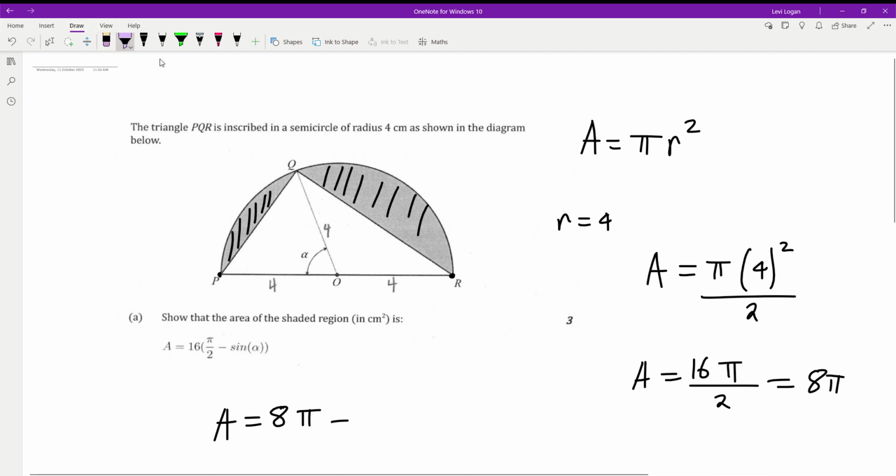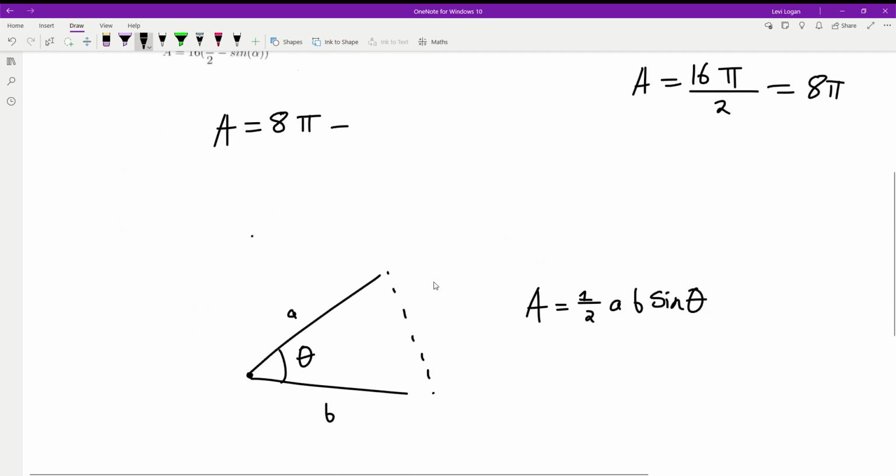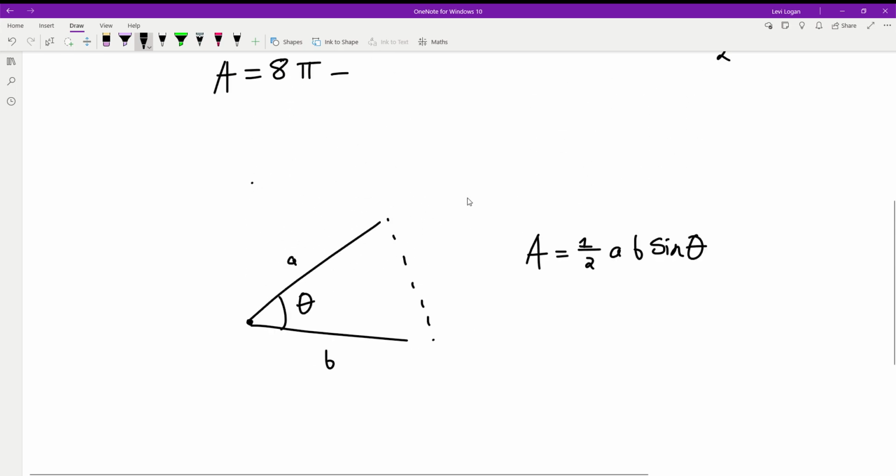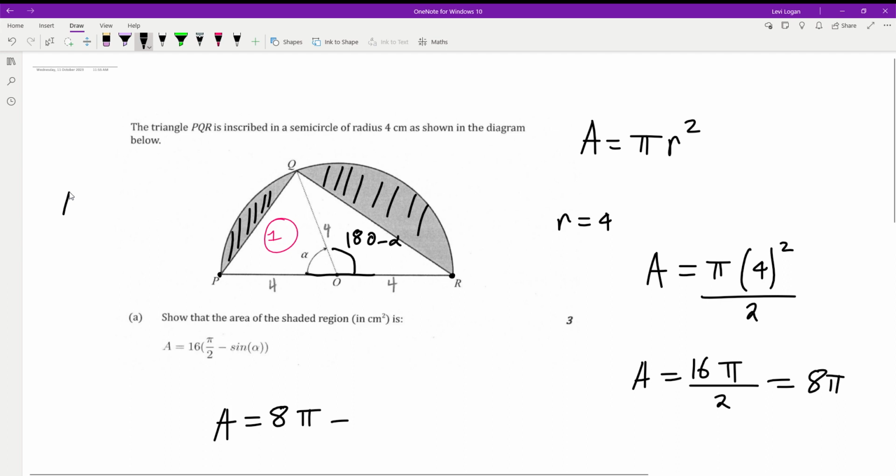This is a straight line, so that entire angle there must be 180 degrees. If that angle there is alpha, that means this angle here must be 180 minus alpha. So we've defined that now. Let's find the area of this triangle here. The area of that triangle there, using this formula, will be a half times, since both side lengths are the same, 4 squared, sine of that angle there, which is alpha. So that's the area of triangle 1.